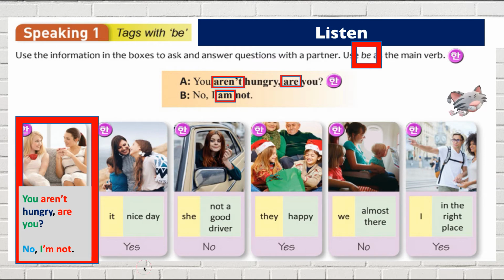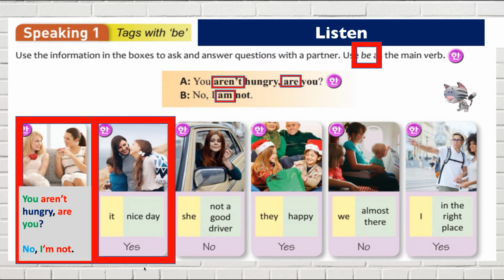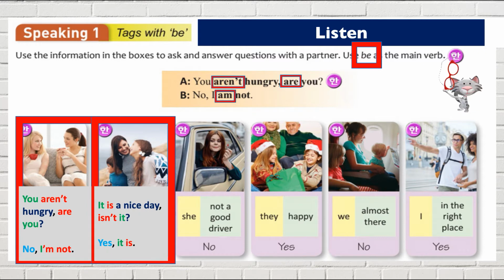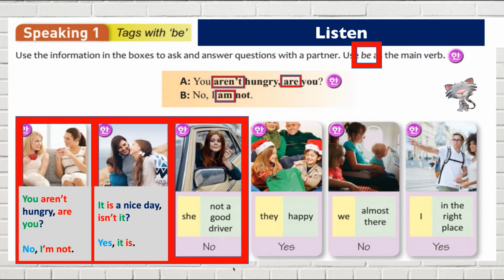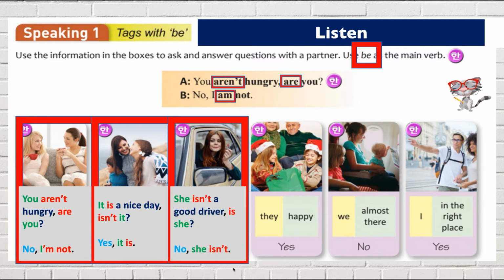I'll just read it. Isn't it a nice day? No, it's got to be a statement. It is a nice day, isn't it? Yes, it is. And then the next one. She is not a good driver. Is she? Yes, very good. She isn't a good driver, is she? No, she isn't.